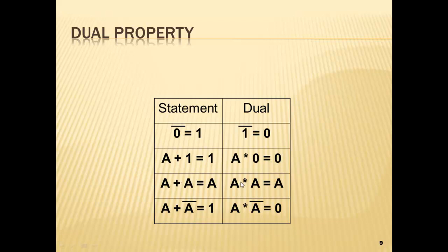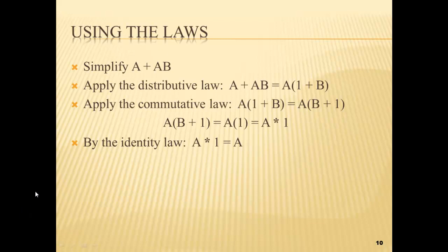Anything ORed with itself and anything ANDed with itself is just itself. And then anything ORed with its opposite is 1. Anything ANDed with its opposite is 0. And these are all in your lecture notes too.